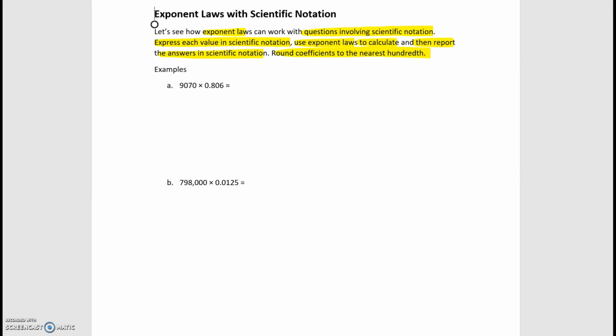So turning 9,070 into scientific notation gets us 9.070 times 10 to the power 3, and 0.806 in scientific notation is 8.06 times 10 to the negative 1. Now we'll group the number portions together and then the powers of 10 together.